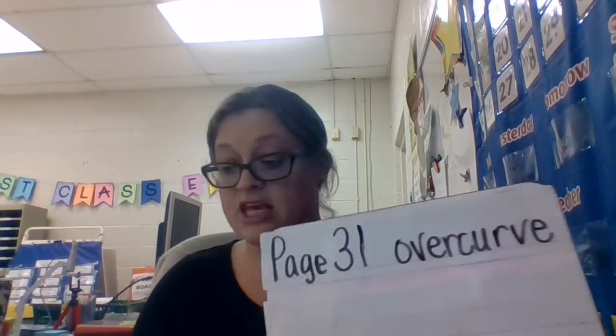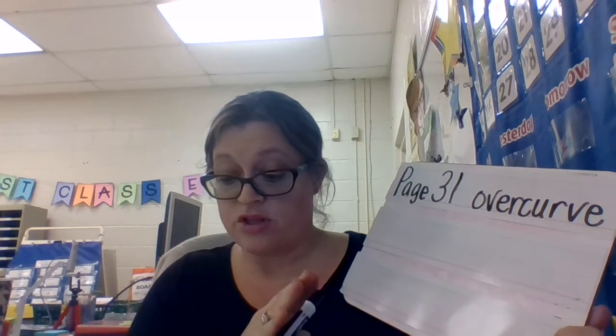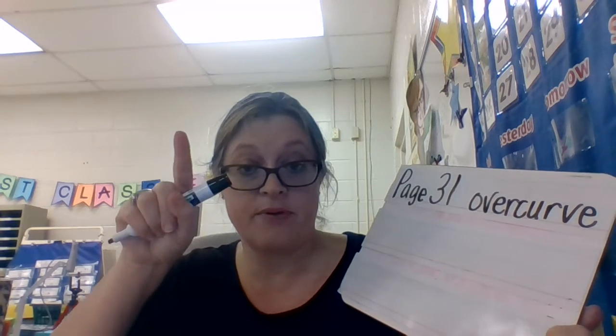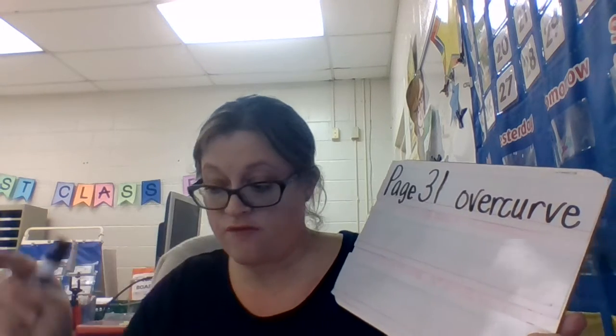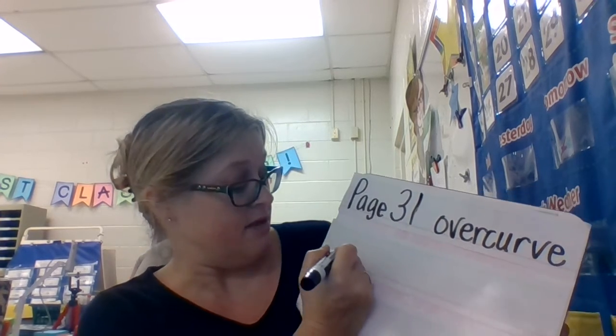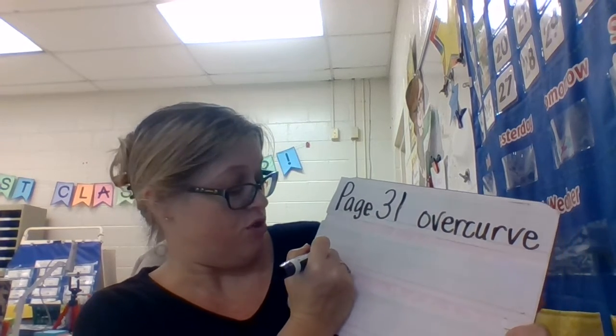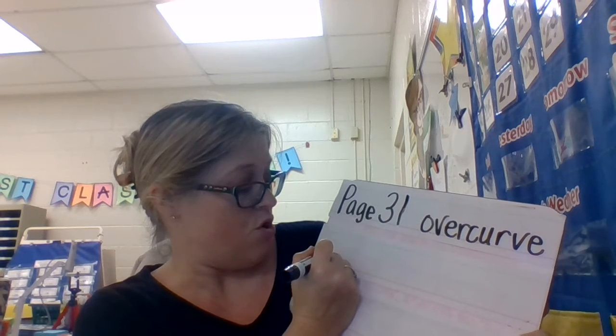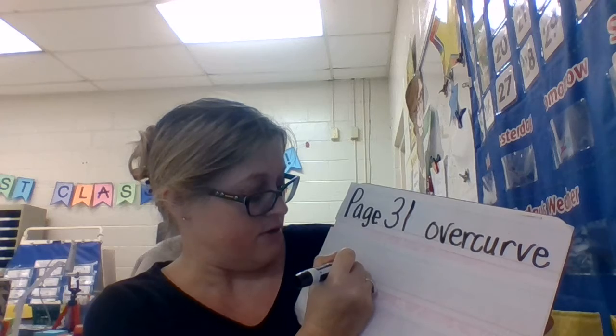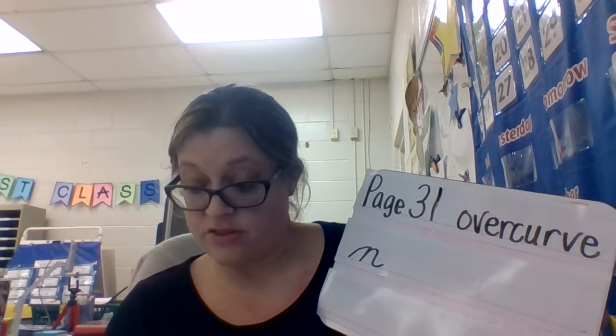Still on page 31, but we're looking at the over curve strokes at the bottom. It's going to start at the red line and it's going to go up, but it's going to curve over, almost like a rainbow. Okay, so let's take a look at some of these over curve lowercase letters, like an N. N is going to start on the red line. It's going to over curve up to the green line, and then you're going to come down, and that's what an N's going to look like.